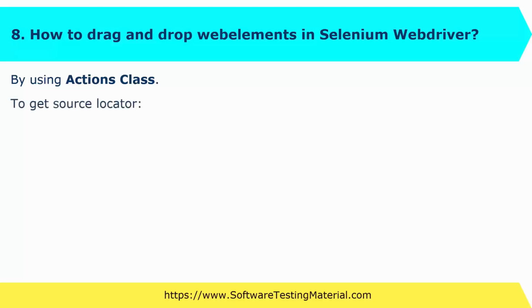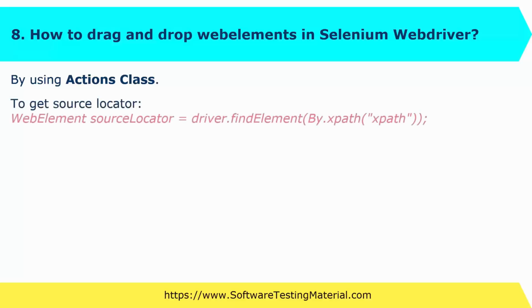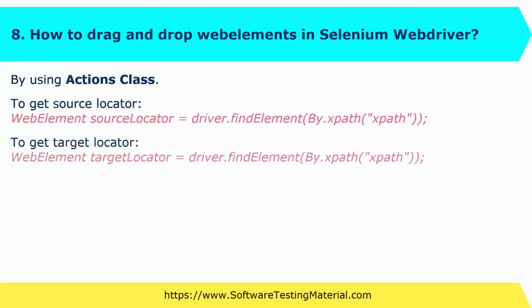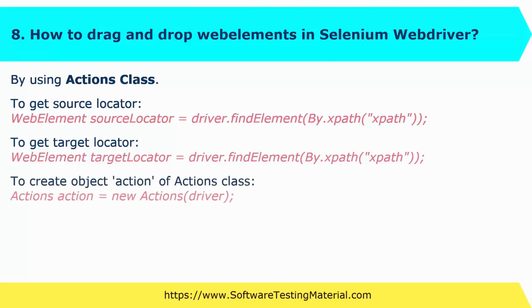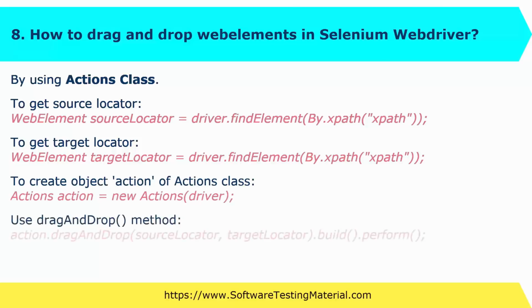To get source locator. To get target locator. Create object action of Actions class. Use the dragAndDrop method. It accepts two parameters, source and target.